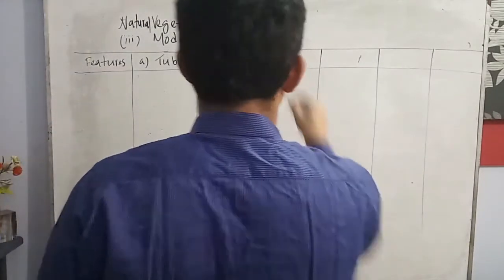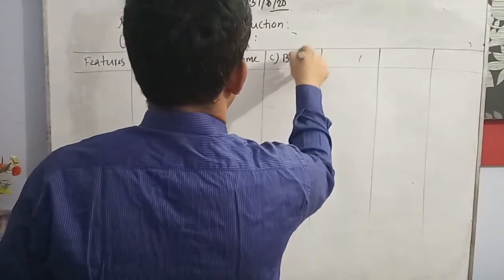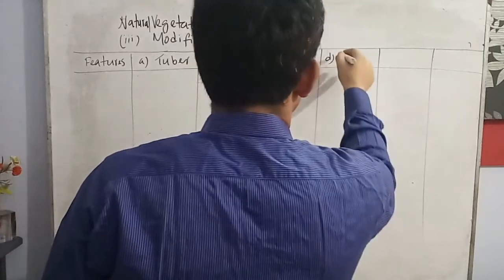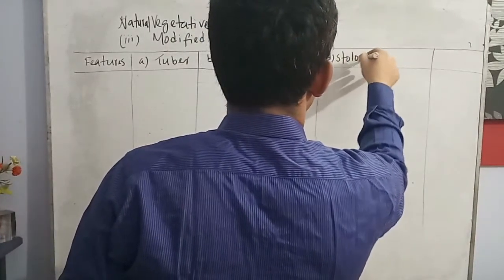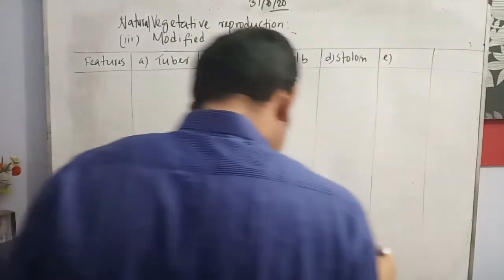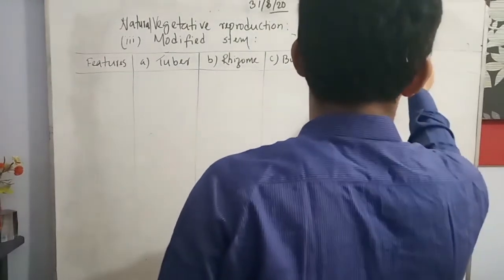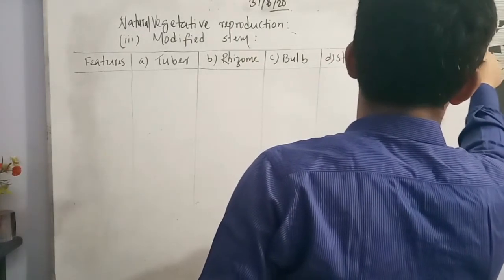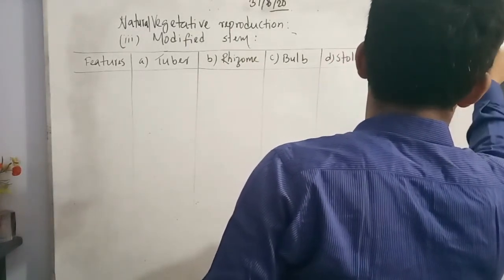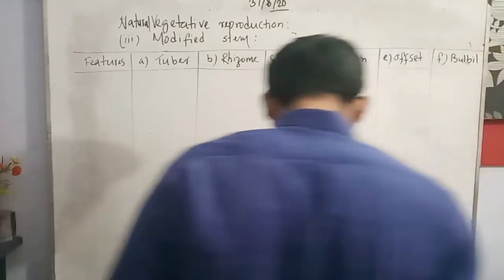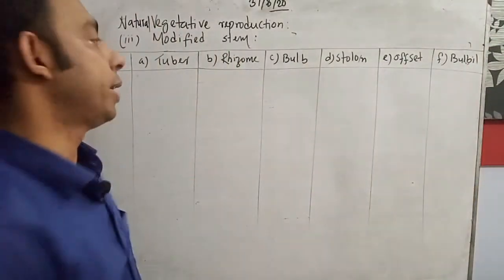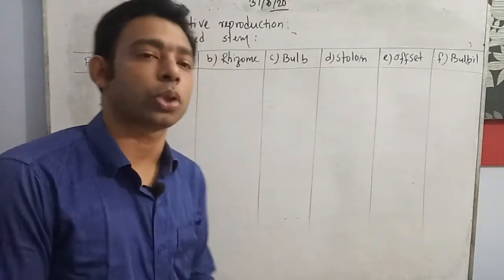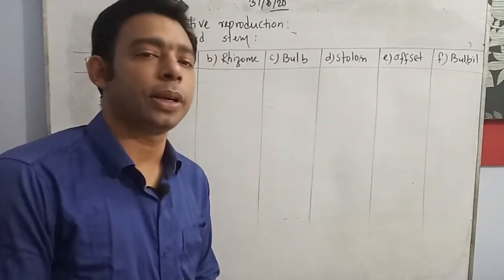Okay, then bulb. Then number D, stolon. Number E, offset, and number F, bulbil. So my dear students, this is a very important chart and is asked for any kinds of SQ types of question from there. You hope so.